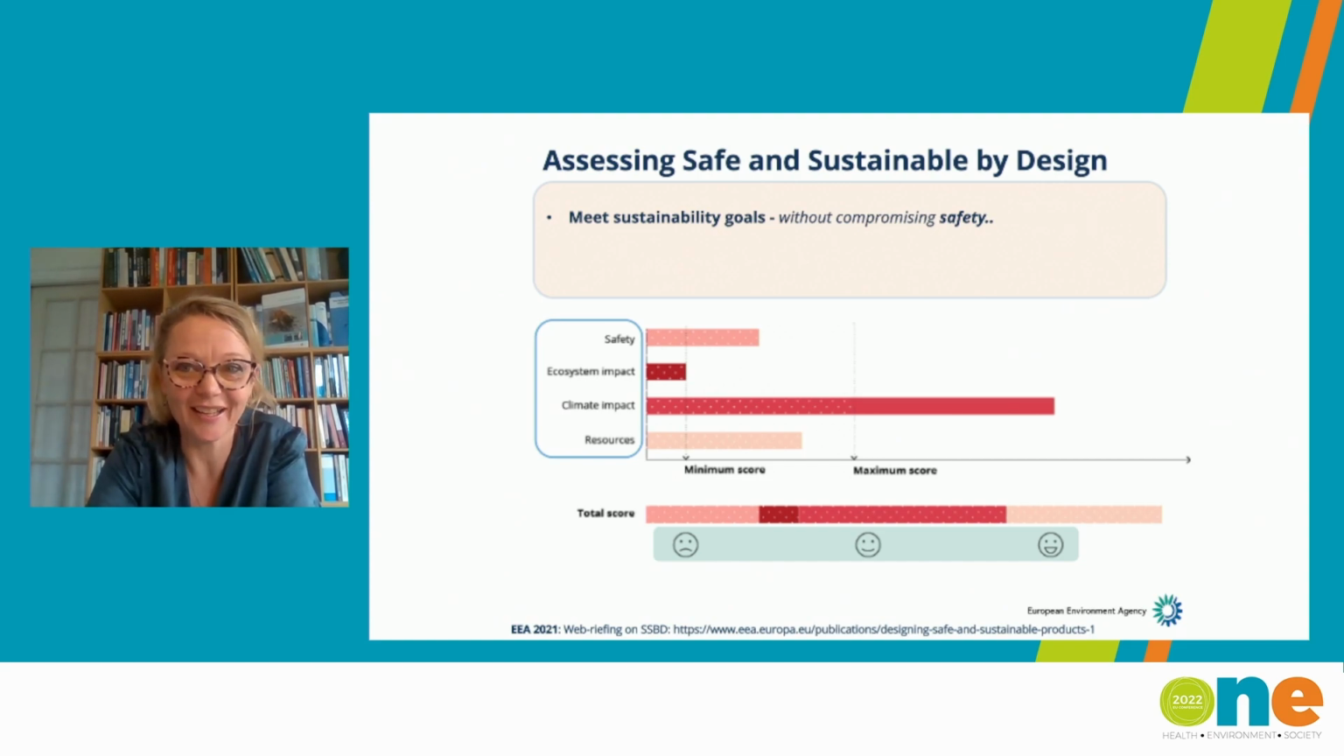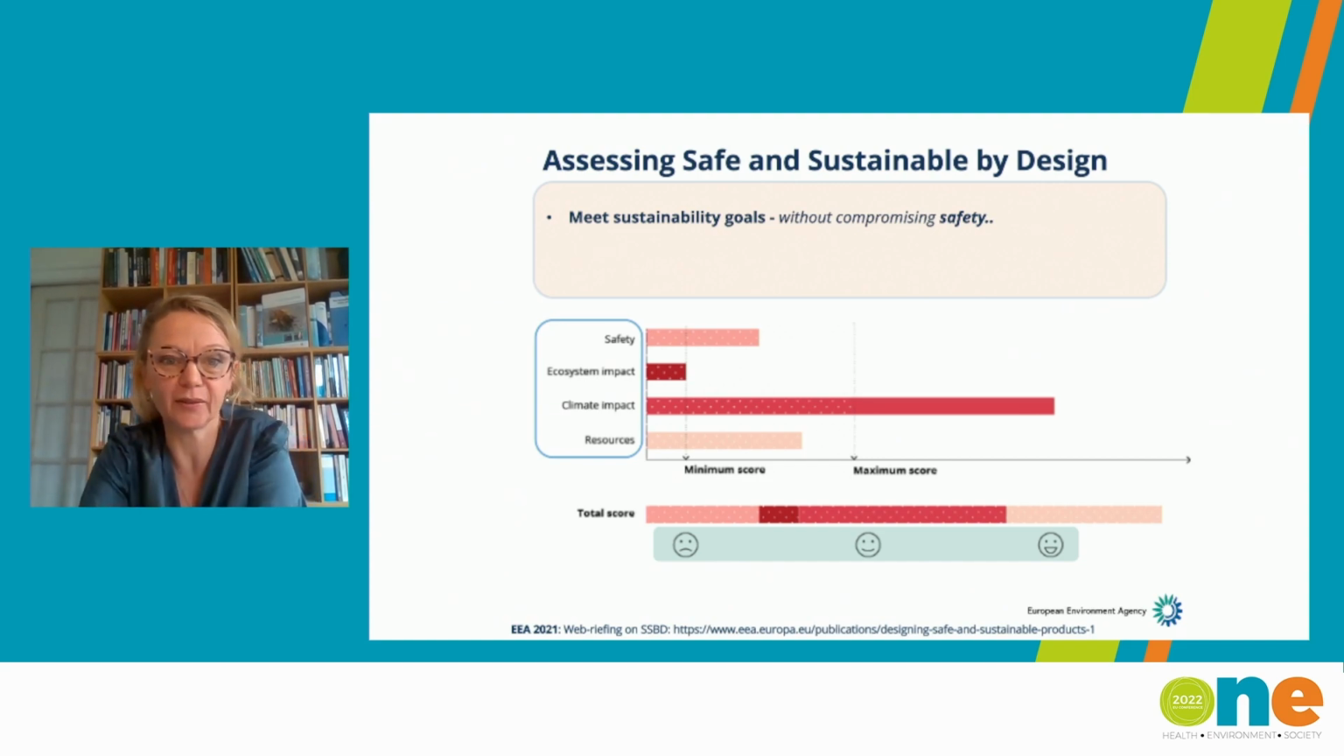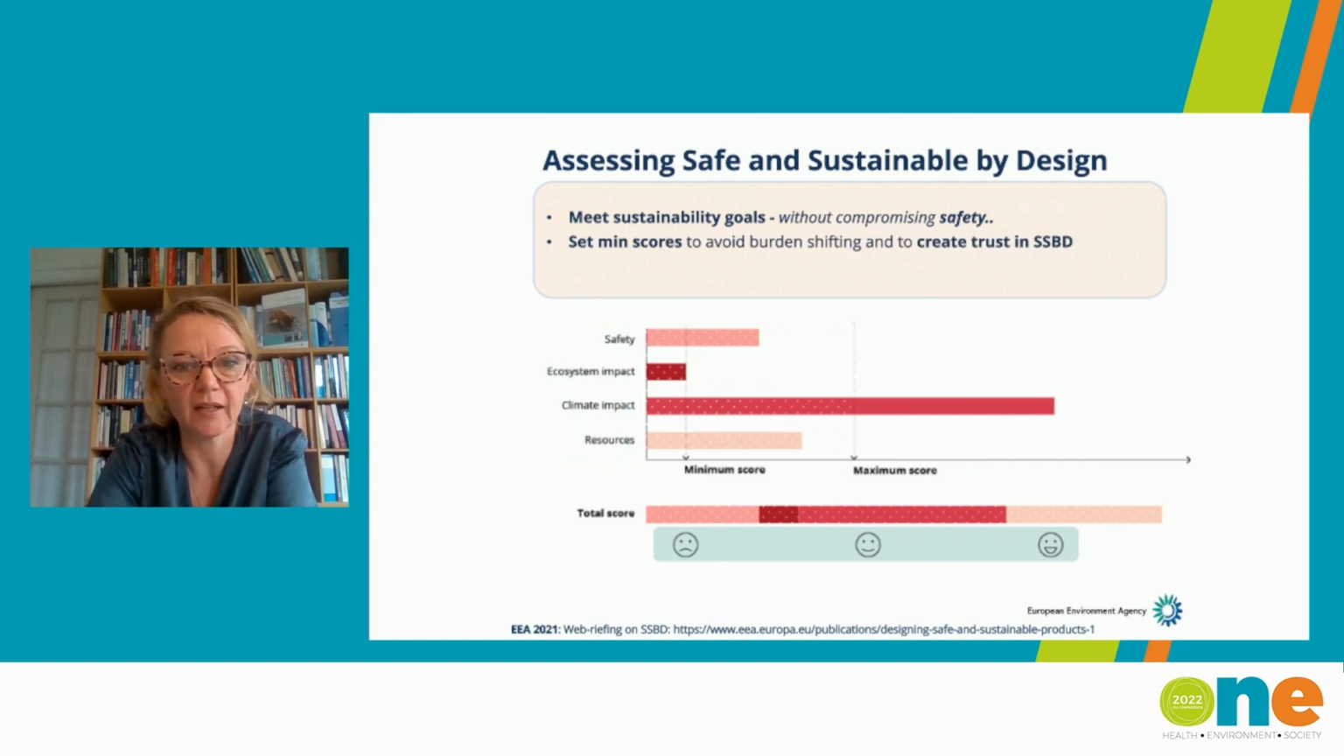Well, once again, we need to meet the sustainability goals without compromising safety or any of the other dimensions. And therefore, we think it's important to set a minimum score that avoids burden shifting. So you don't have really good performance in one thing, but then you kind of lose out on another thing. This, we think, is really key to create trust in the SSBD concept.